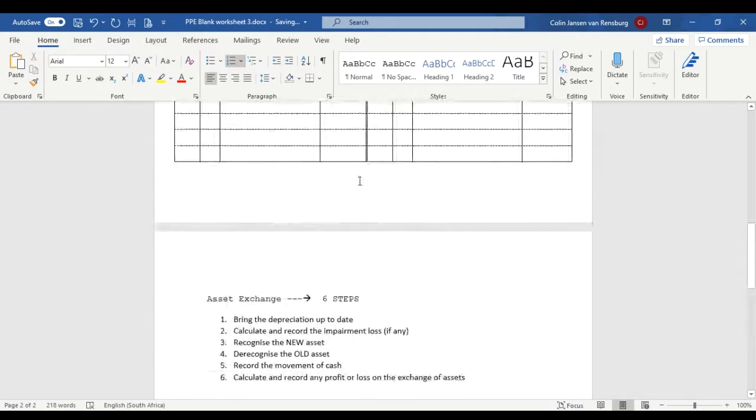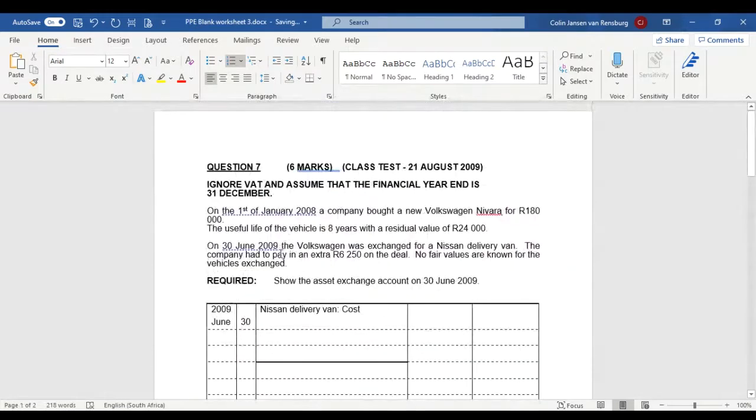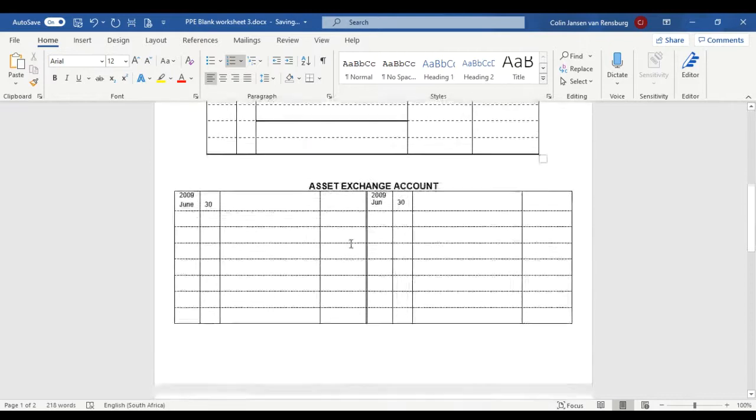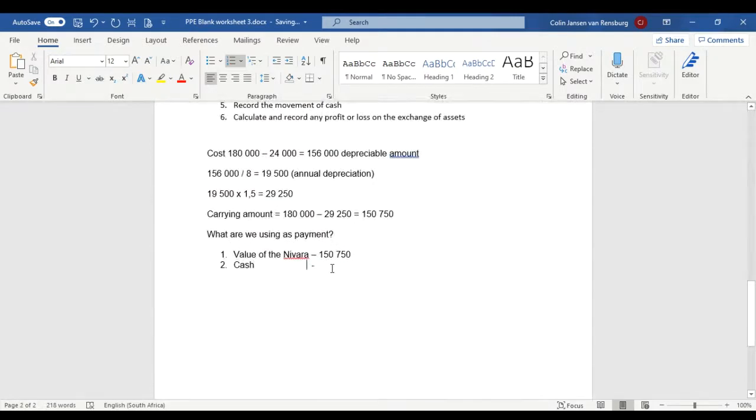What is the amount of cash that we are paying in on this deal? 6,250.